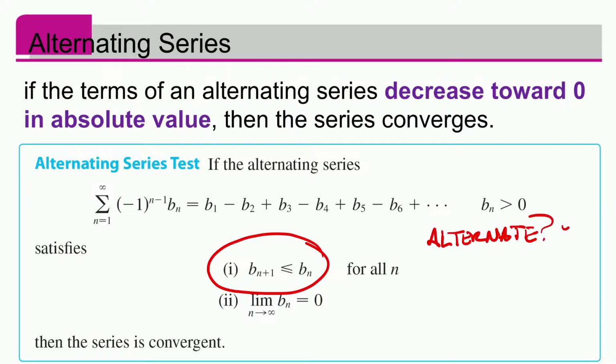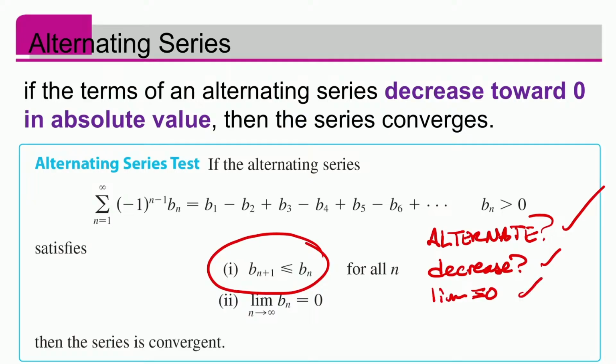So we'll check that off. When we get to it, we'll be checking these three things. Number one, does it alternate? Number two, does it decrease? And number three, is the limit equal to 0? So we're checking those three things. Let's go do this with some examples.